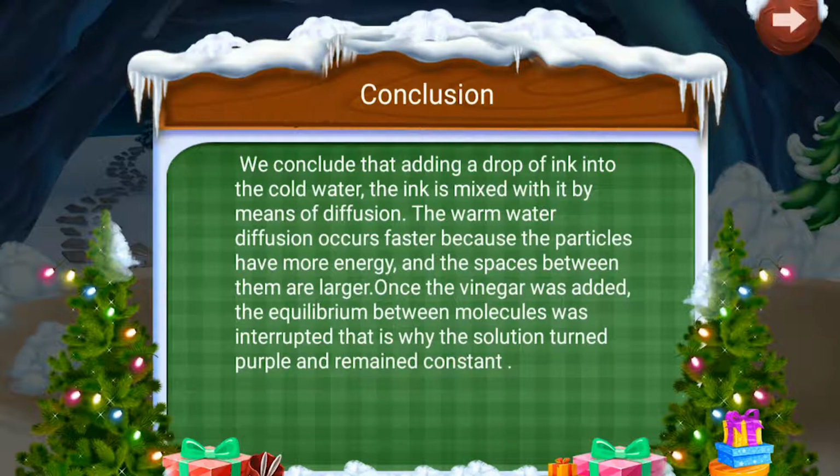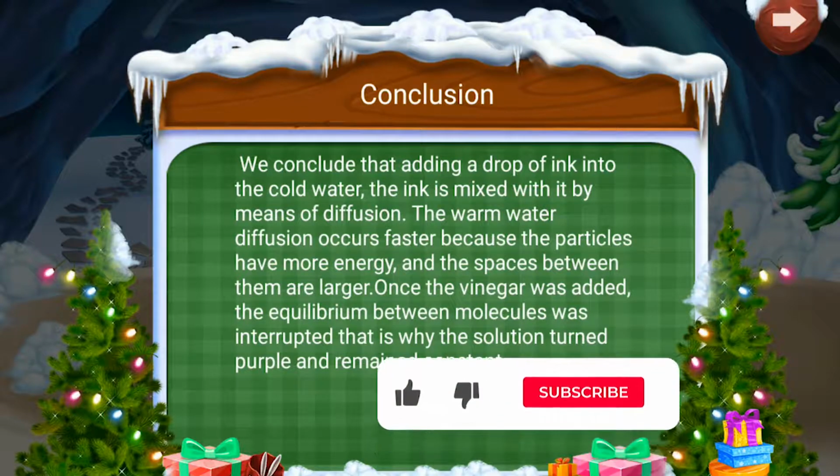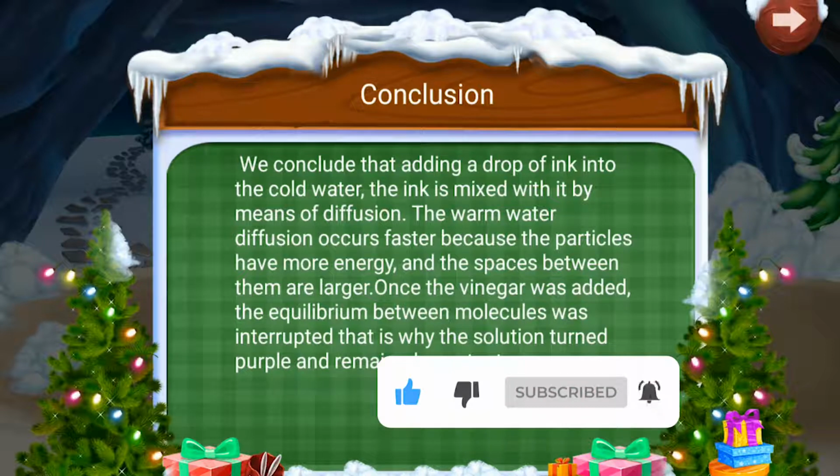Conclusion. We conclude that adding a drop of ink into the cold water, the ink is mixed with it by means of diffusion. The warm water diffusion occurs faster because the particles have more energy and the spaces between them are larger. Once the vinegar was added, the equilibrium between molecules was interrupted. That is why the solution turned purple and remained constant.